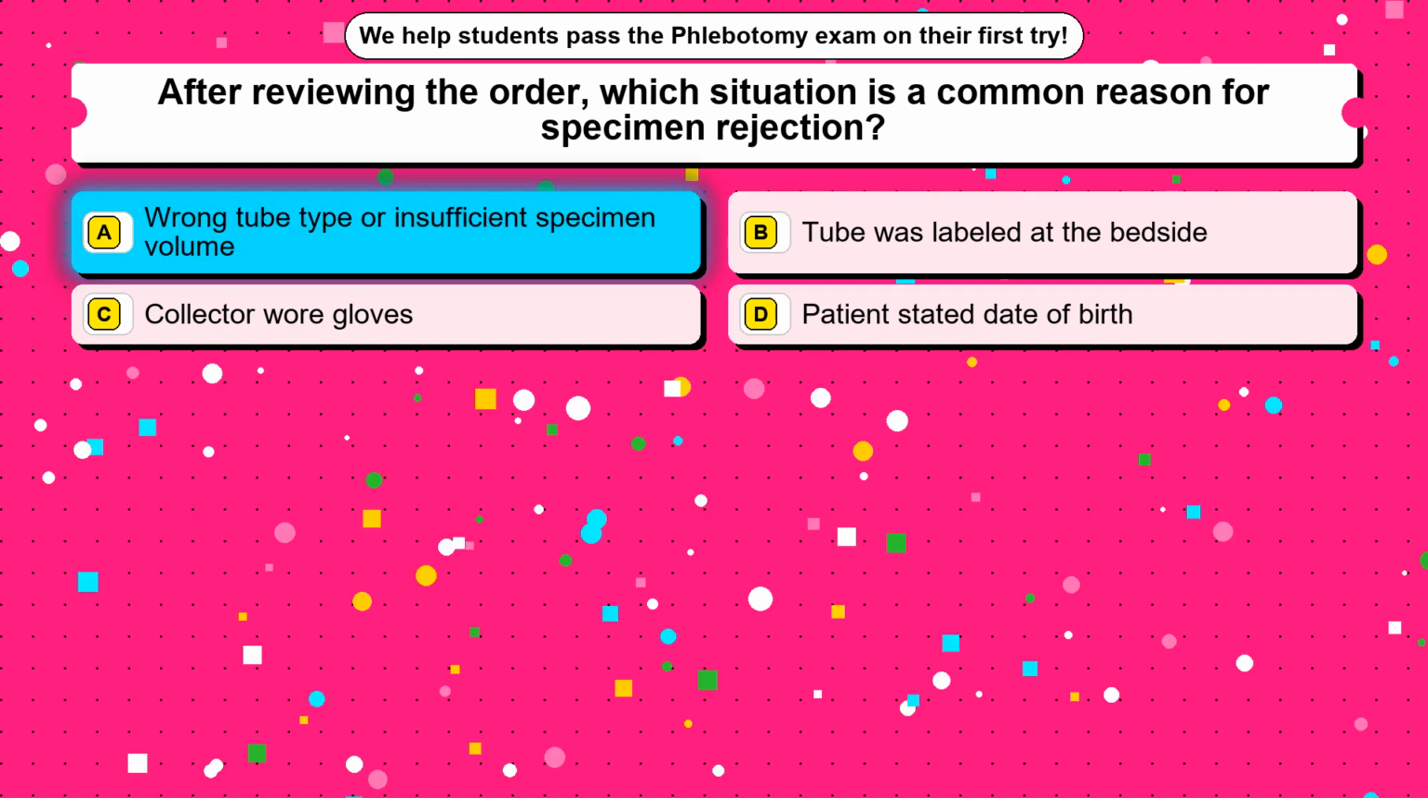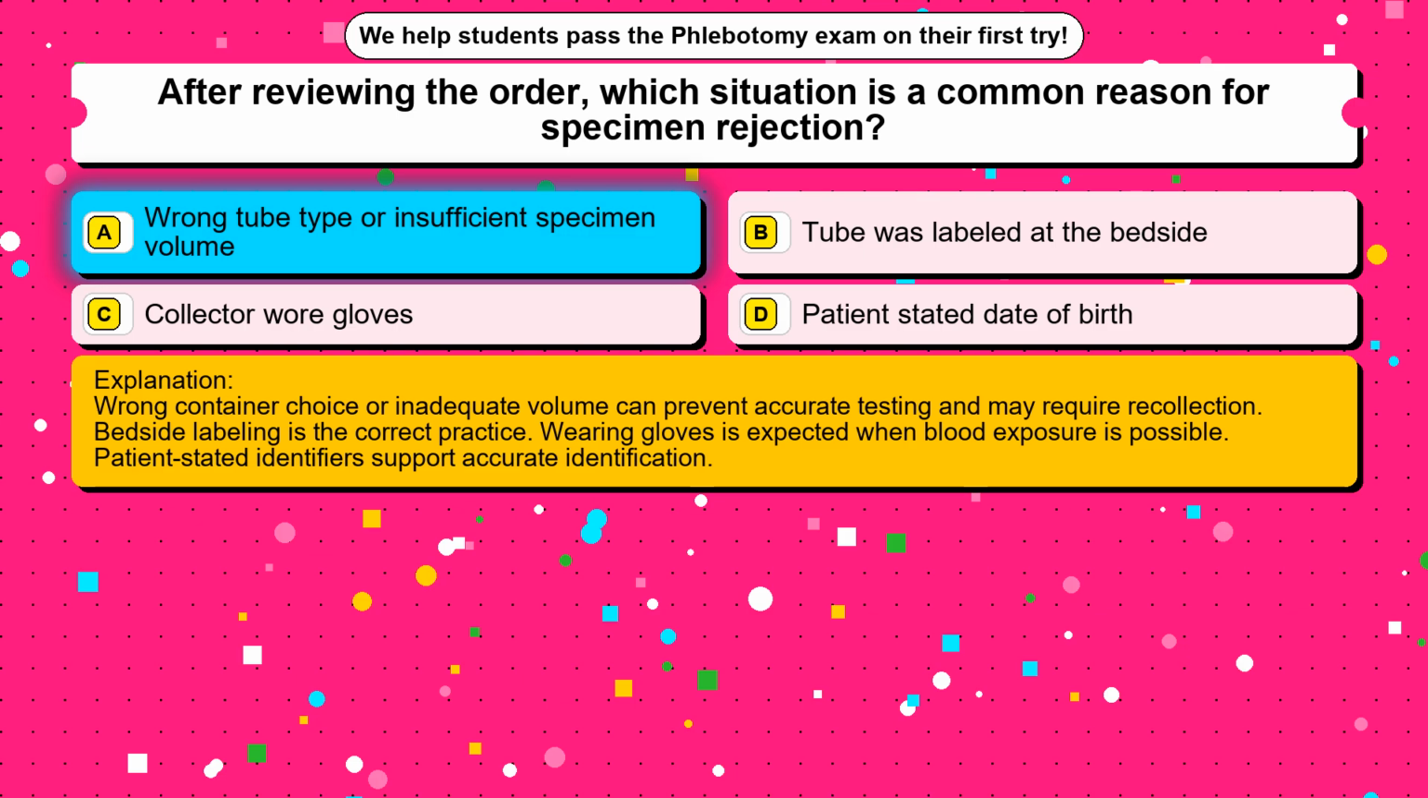The correct answer is option A. Wrong tube type or insufficient specimen volume. Wrong container choice or inadequate volume can prevent accurate testing and may require recollection. Bedside labeling is the correct practice. Wearing gloves is expected when blood exposure is possible. Patient-stated identifiers support accurate identification.